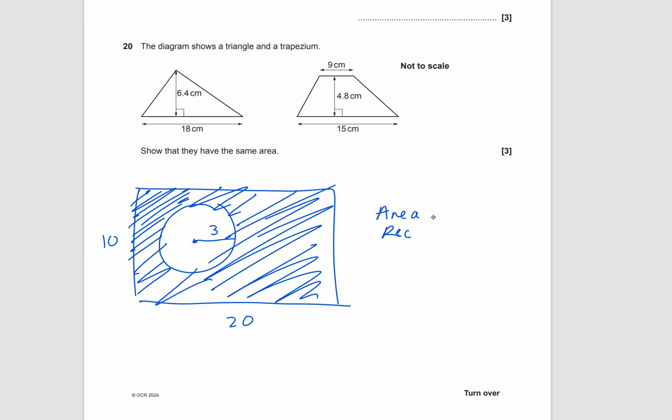I'm pretty confident that all our students would know to work out the area of the rectangle. So I'll put area rec is equal to 10 times 20. And then area of a circle, we should be getting this right because it's on our formula sheet. So area of a circle is pi times radius squared, so pi times 3 squared. Now that type of question is probably worth 3, 4, 5 marks maybe. And you've kind of guaranteed yourself at least 1, maybe 2 marks by just working out the area of the 2 shapes that you can see.